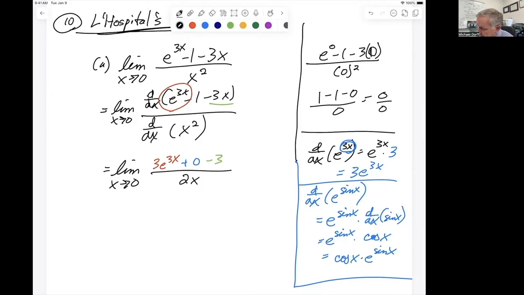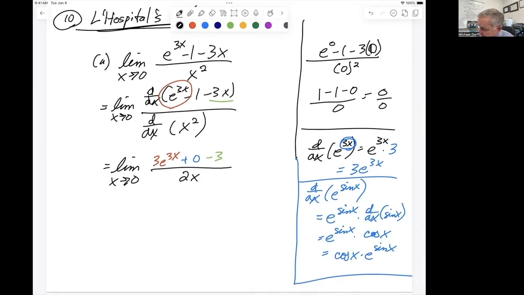And now if I do my substitution method again here, I'm going to get 0 in the numerator because I'll get 3 plus 0 minus 3. When I put e to the 3x, if I put in 0 there, that's e to the 0, that's 1. 3 times 1 is 3, so I get 3 plus 0 minus 3, so I get 0 on the top. And when I put 0 in for the denominator, I get 2 times 0, which is 0. So I could still do L'Hopital's rule again.